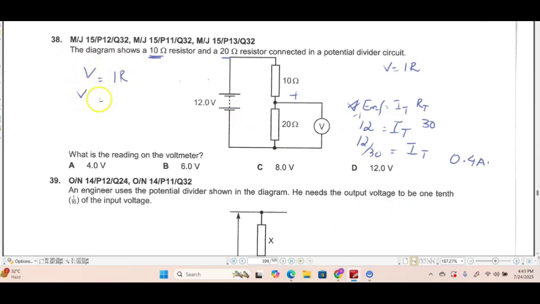We have to find V. I is now 0.4, we've just found out, and the resistance across which this voltmeter is connected is 20. So 20 into 0.4 is going to give us 8 volts. Okay, so C is going to be our correct option for this.